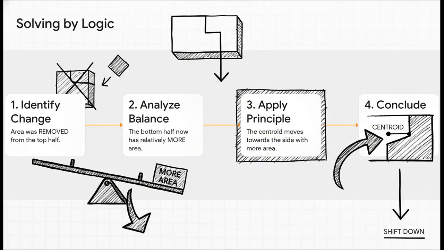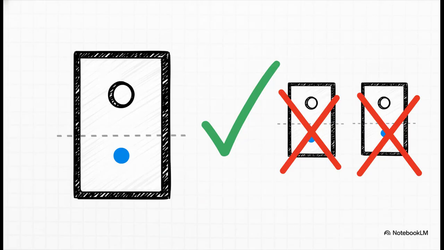Step 3. Apply our golden rule. The centroid moves towards the area. So where's the most area now? The bottom. Conclusion? The centroid has to shift downwards. And there you have it. The correct answer has to be that y is less than 300 millimeters.